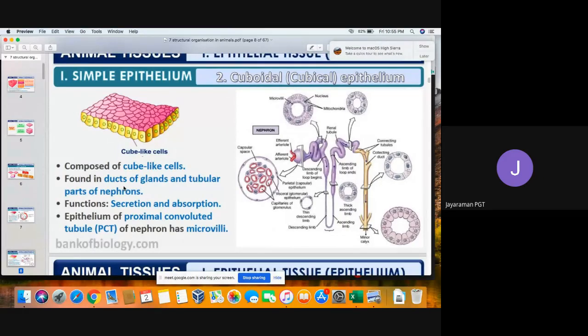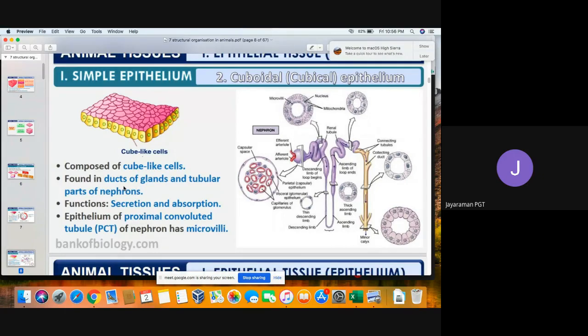Like sweat glands: from the origin in the sweat gland itself, then the sweat duct, then the sweat pore, and it opens outside the skin. So in this way, these also have properties like secretion or absorption in nature.